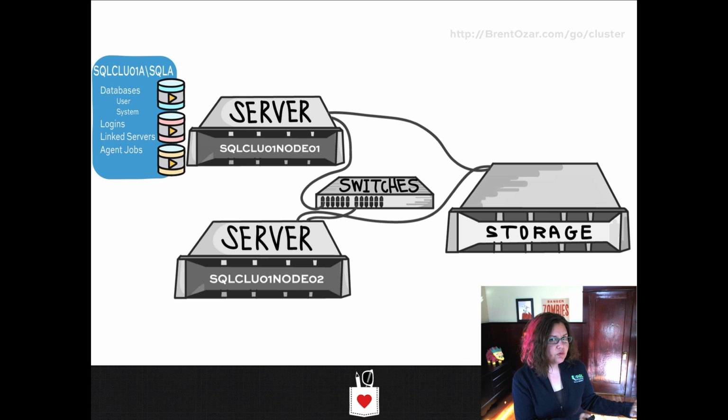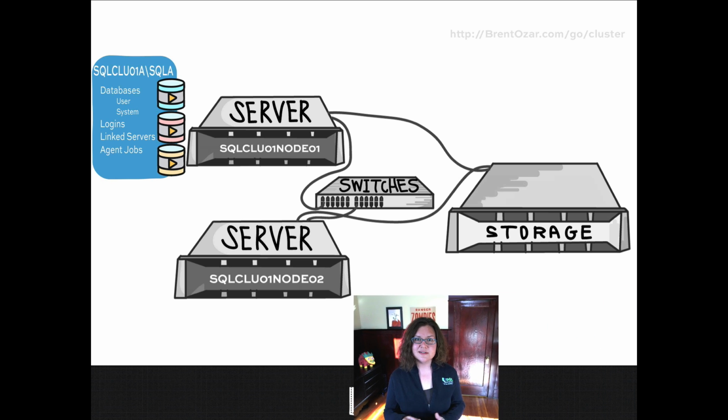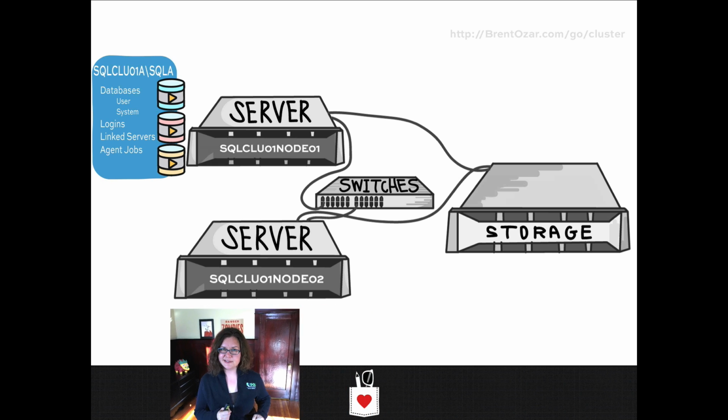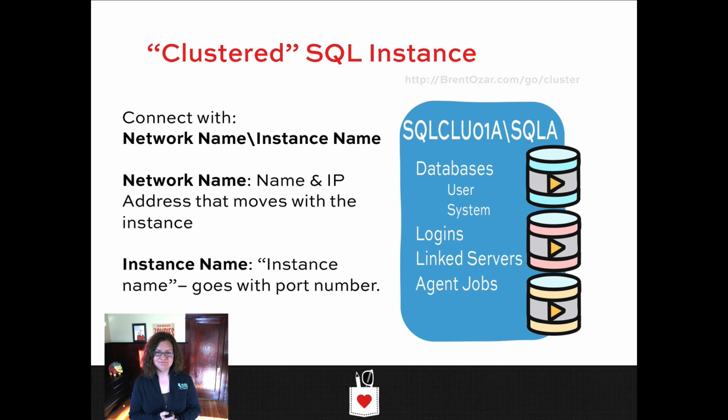It may leave Windows behind, it may leave a physical server node behind, but that instance stays together. And this is actually really handy. There are some technologies like database mirroring that take individual databases, and you don't get things like the agent jobs and the linked servers moving around. In this case, the whole instance, the whole family stays together, and if it needs to move, it will all move together.